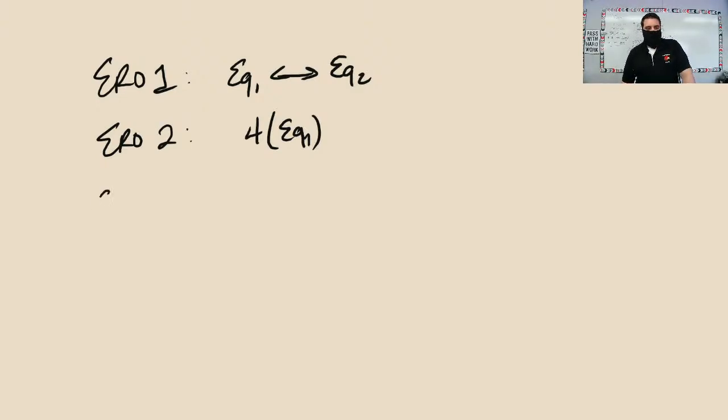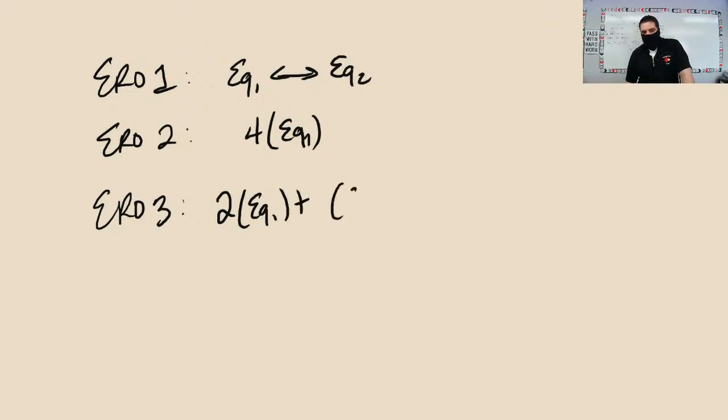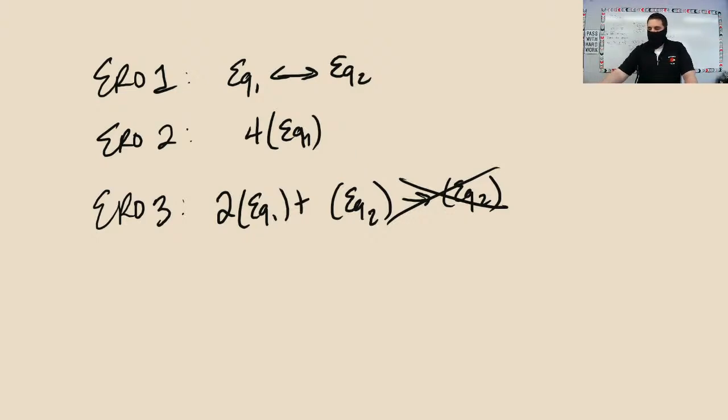Elementary row operation 3 is that we can add a multiple of one equation to another equation, replacing the second equation. So if I take 2 times equation 1, I can add that result to equation 2, and then I would replace equation 2 with it. Typically, we will not show this last part just because it's redundant. We understand it's going to go into the second one we write no matter what.